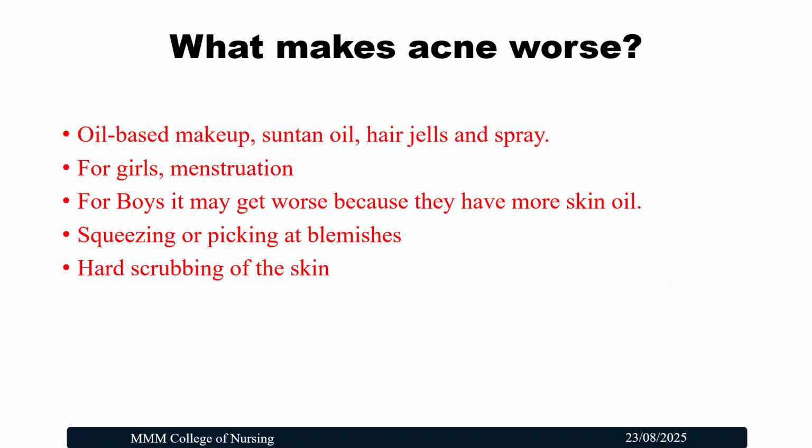What makes acne worse? Some people use oil-based makeup and suntan oil, hair jellies, and sometimes facial sprays, setting sprays, all that. And for example, some girls get it worse during the menstruation time. For boys, it may get worse because they have more skin oil, and from squeezing or picking at the blemishes. Sometimes people do squeezing and picking and hot scrubbing of the skin.